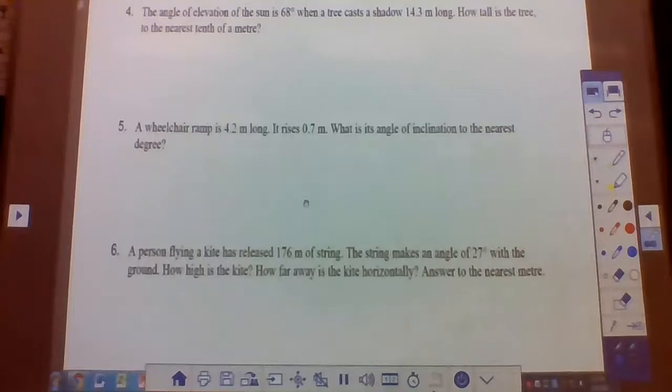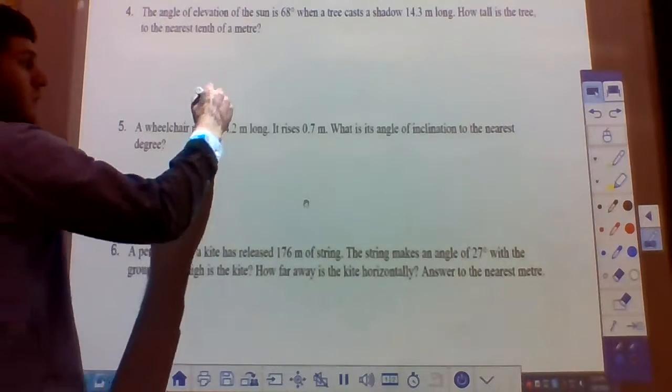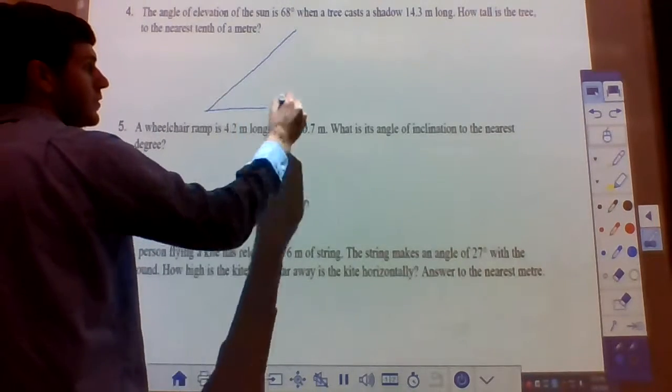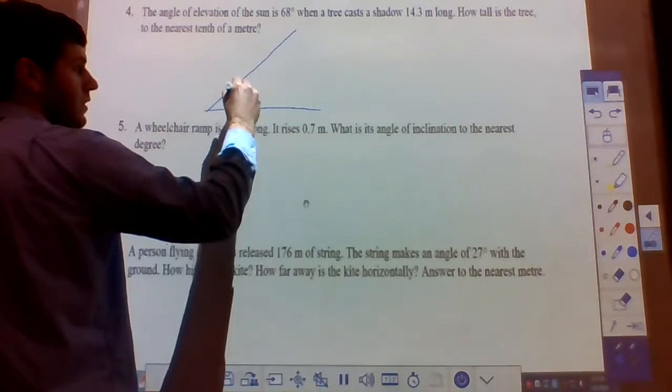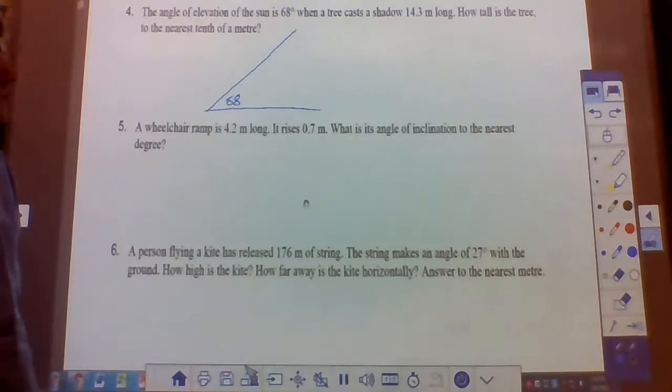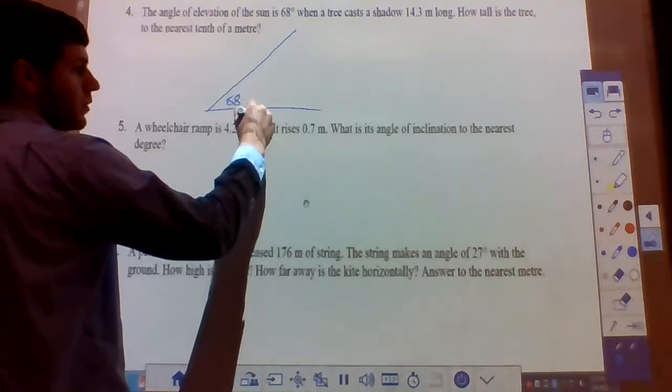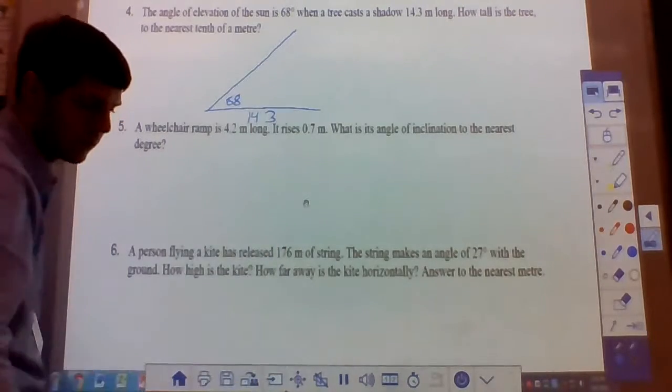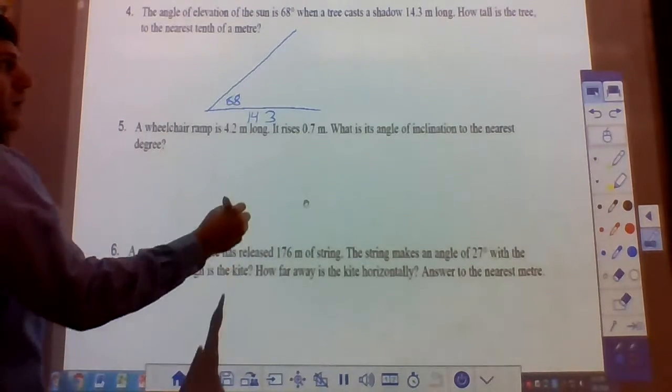Okay, number 4. The angle of elevation of the sun is 68 degrees when a tree casts a shadow that is 14.3 meters long. So again, shadows on the ground. How tall is the tree?